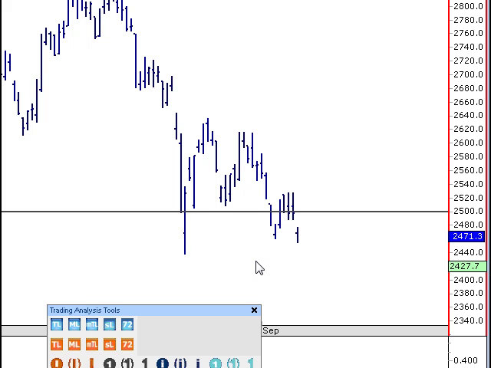Yeah, not a lot of strength in the market. I just see a bit of technical strength coming in on the DAX as a buying point there on the 5,000.